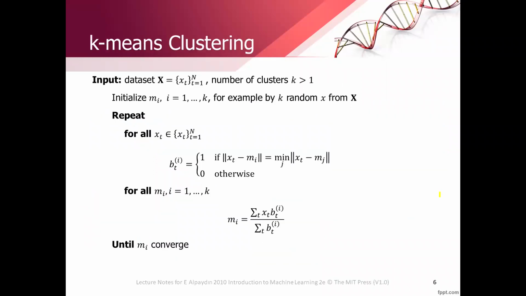So the k-means clustering algorithm works in the following way. The input is the data set, so the set of observations here, and the number of clusters, k. And we initialize the reference vectors, for example, by randomly generating k vectors, but such initialization is not good. Why? By randomly generating the reference vectors.